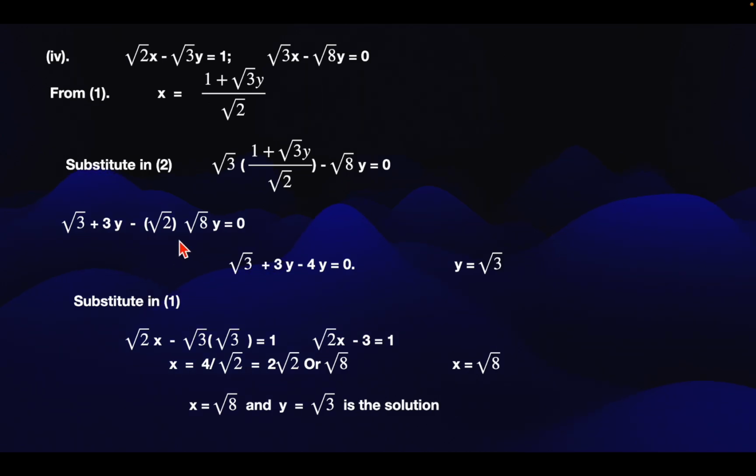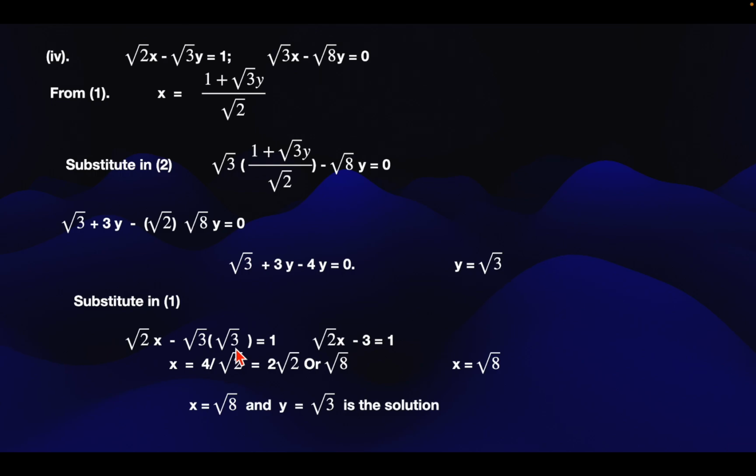So this equation you got. Simplify this further. Here root 2 into root 8 is root 16. What is root 16? 4. So 4y. So we are able to simplify this, write it like that, and the value of y is equal to root 3.